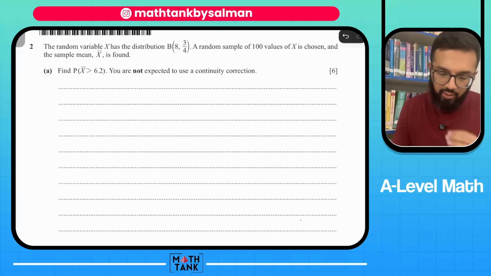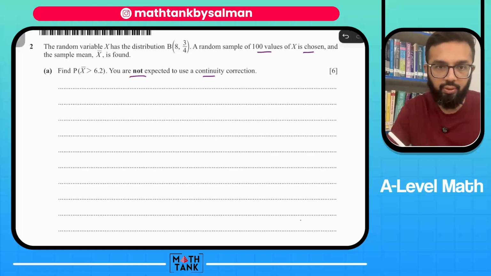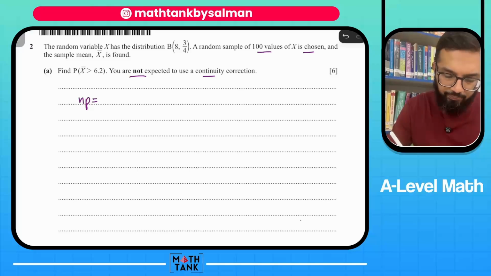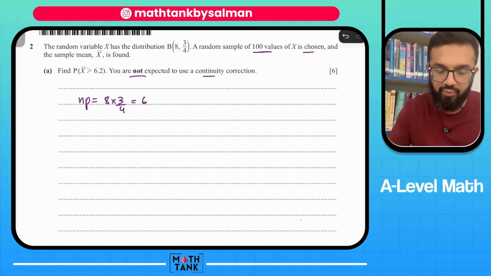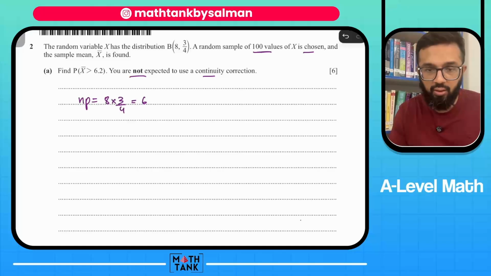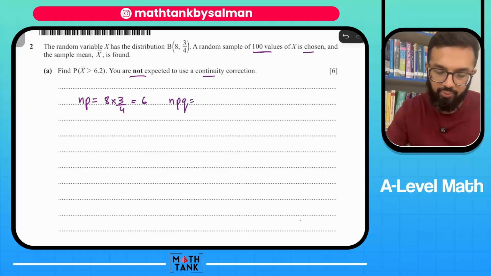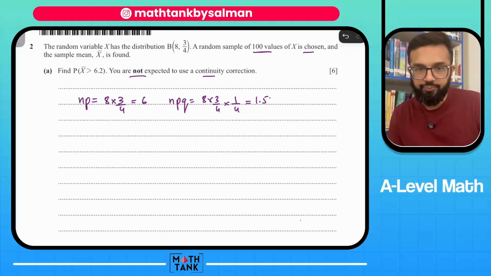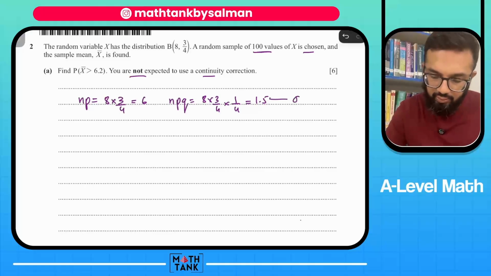Okay, this says the random sample X has this distribution. A random sample of 100 values of X is chosen and the sample mean X bar is found. Find the probability that X bar is greater than 6.2. You are not expected to use a continuity correction. So first I'm going to calculate np and say that the mean of the binomial distribution is 6. And npq is also required, so I'm also going to calculate 8 times 3 over 4 times 1 over 4, which is 1.5. So that's sigma squared.